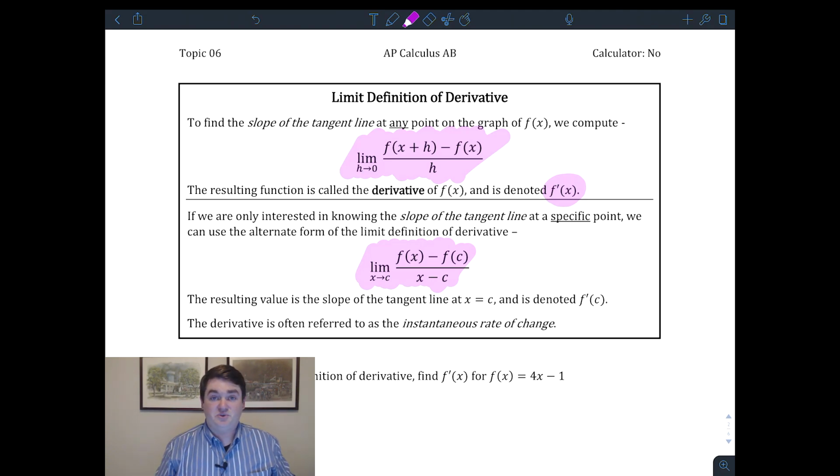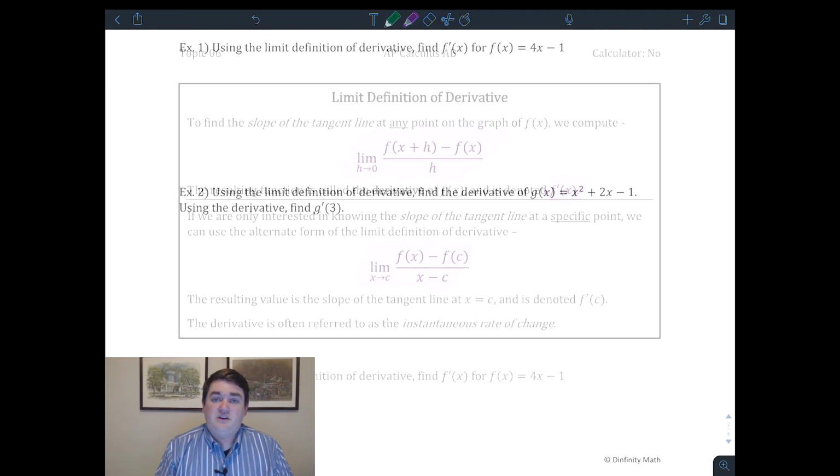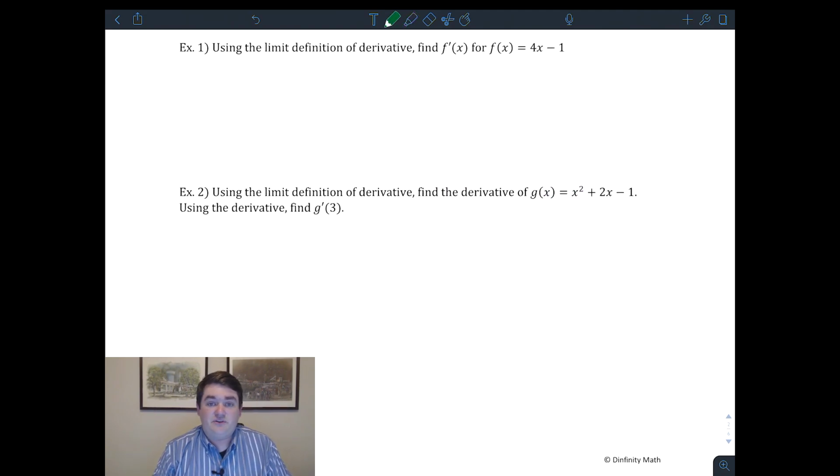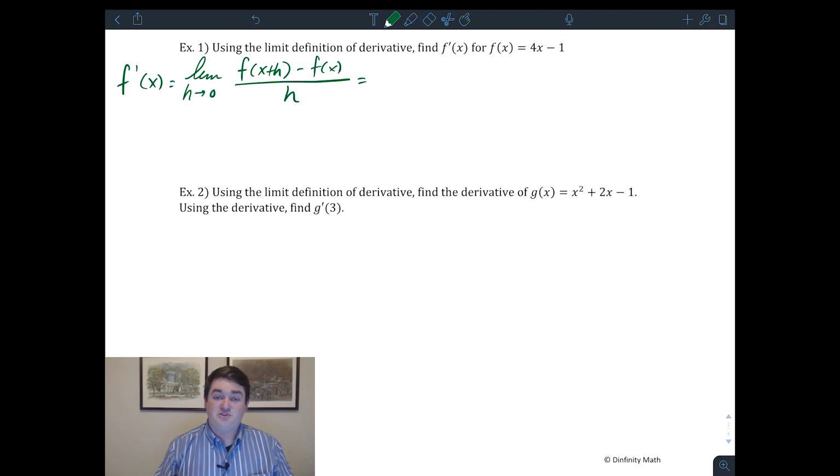So let's put it to work. Let's find our first derivative. Example 1: using the limit definition of the derivative, find f prime of x for f of x equals 4x minus 1. Well, since this is our first one, let's start off by writing the formula. f prime of x equals the limit as h approaches 0 of f of x plus h minus f of x over h.